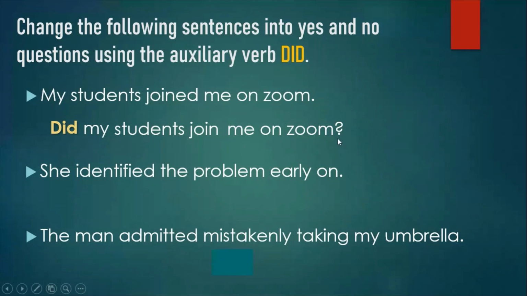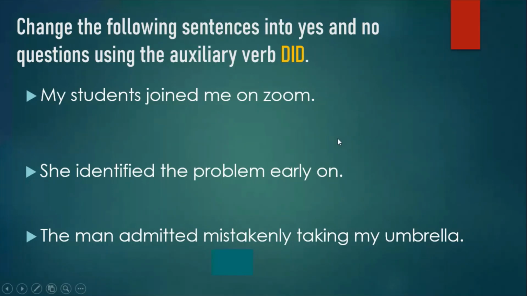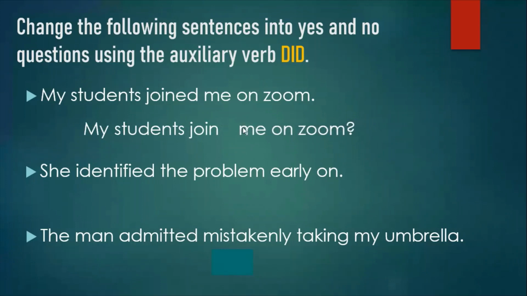So let's go back and look at it again. I need to lose my ed. I need to add my did and change my capital letter to a lowercase one because it's no longer the first word in the sentence. And my full stop needs to be a question mark. So again, pause the video and complete the next 2 sentences on your own.